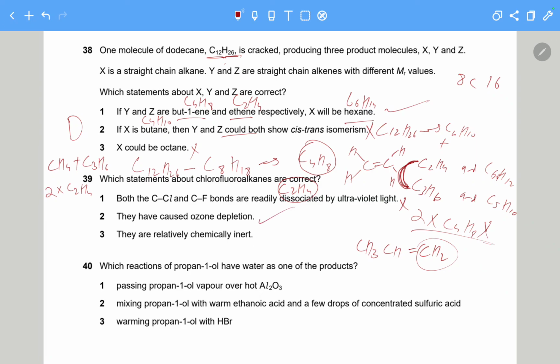They have caused ozone depletion. Yes, that's why we don't use CFCs anymore. And if you know someone who uses them, please report them.